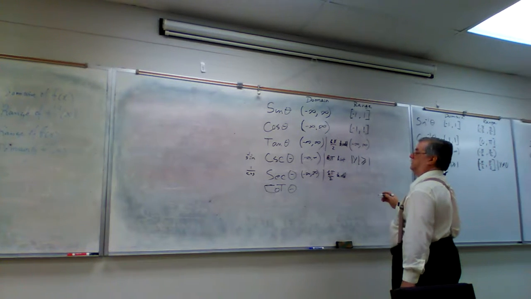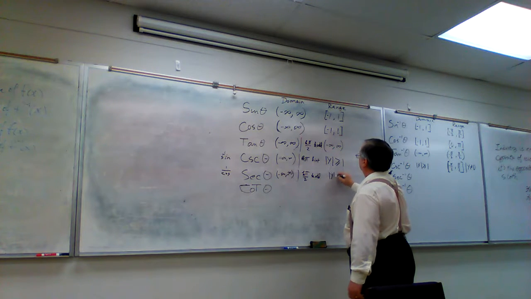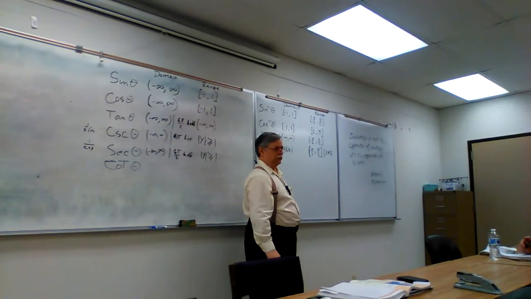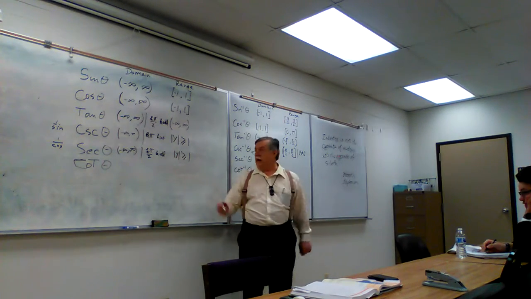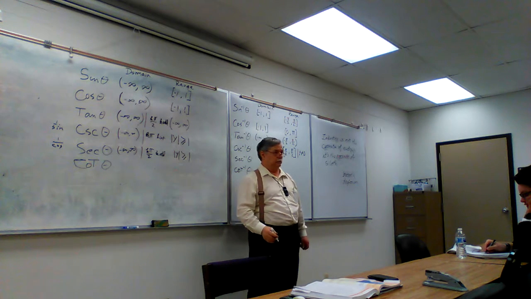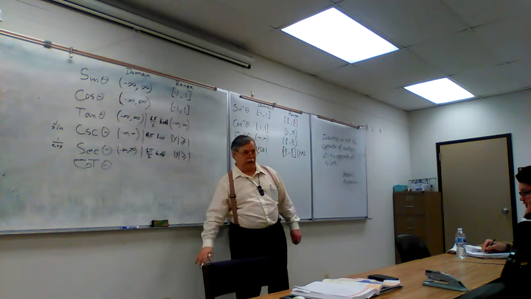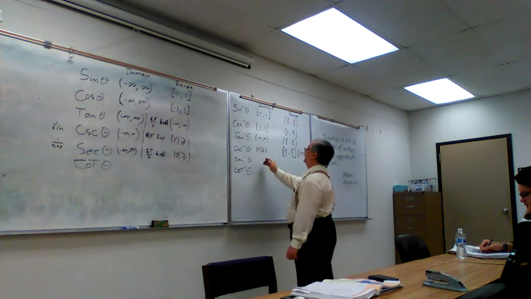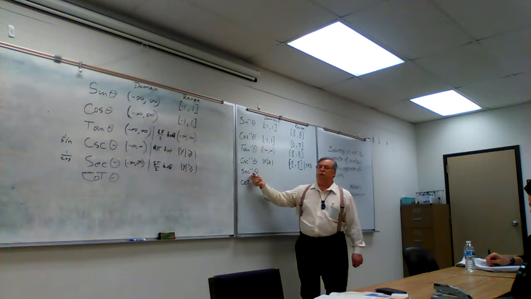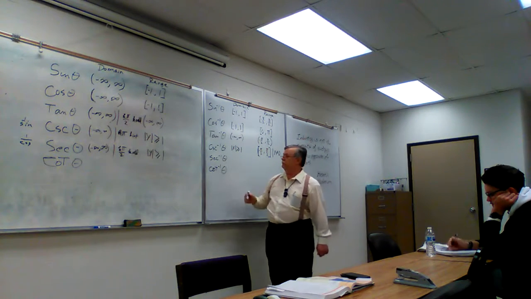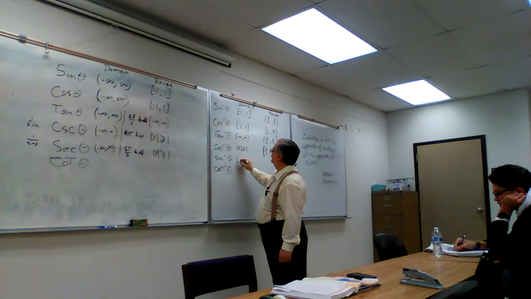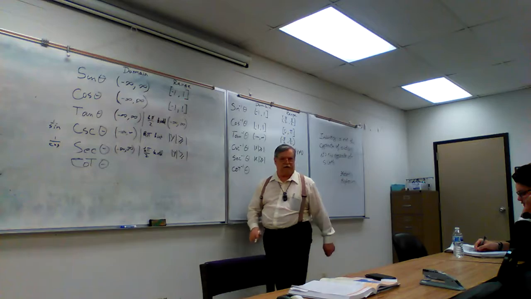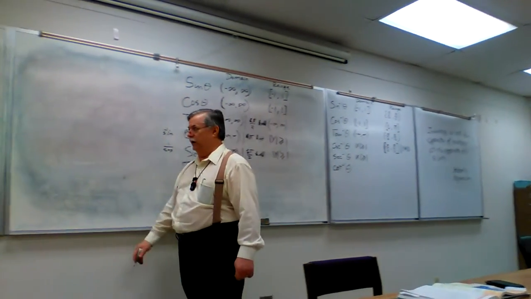And what is the range? Again, the output of the secant function will always return something whose absolute value is greater than or equal to 1. It can be minus 1 or less. It can be plus 1 or greater. Now that gives us a domain for the inverse secant function of the absolute value of x greater than or equal to 1.